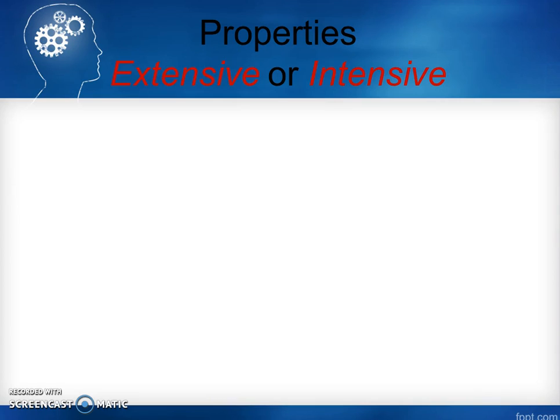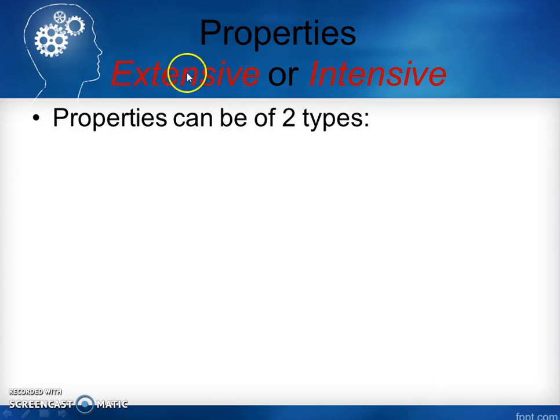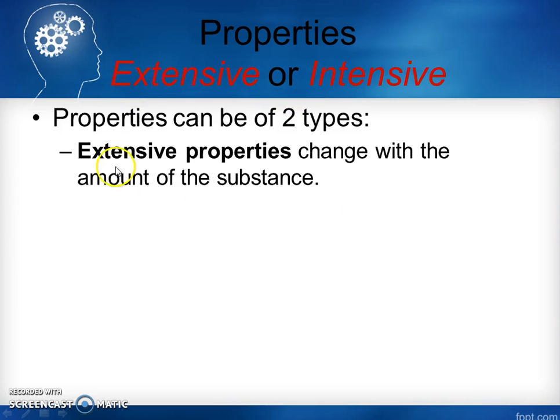Now, I've got four more terms I thought I would just throw out there. If you see them once, when you see them again, it'll be that much easier. Properties that we just spoke about can be extensive or intensive. The clue's right in the word, ex and in. Extensive properties change with the amount of the substance. So think external. How much does it weigh?